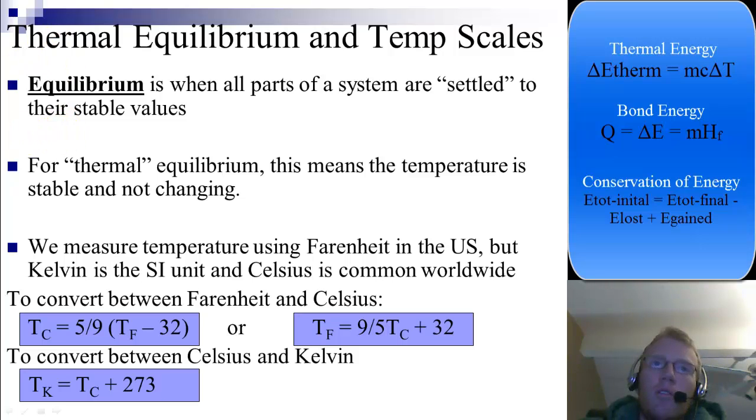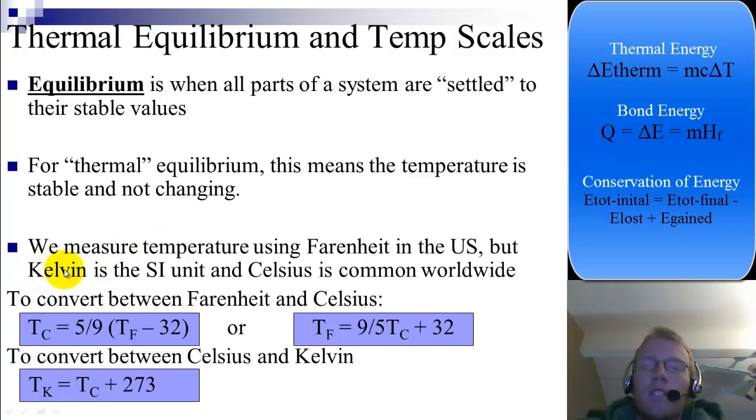So how do we measure this temperature that we're talking about? There are three different ways to do it. One is Celsius, one is Fahrenheit, and one is Kelvin. Fahrenheit is what we're most familiar with in America. Celsius is what most of the rest of the world uses. And Kelvin is the scale that we use in science.